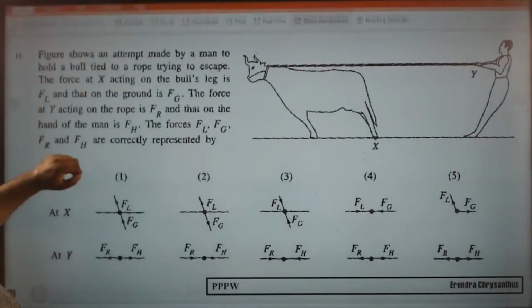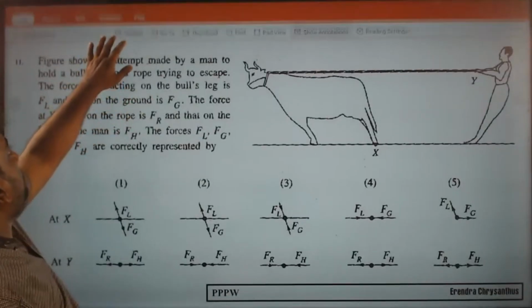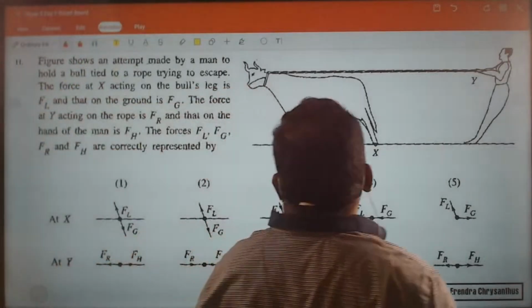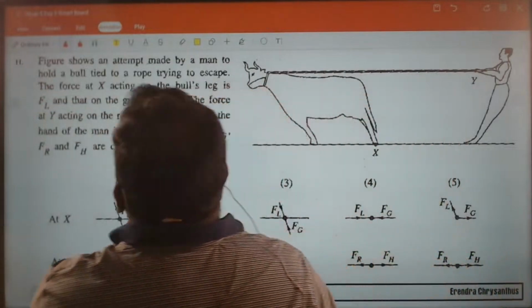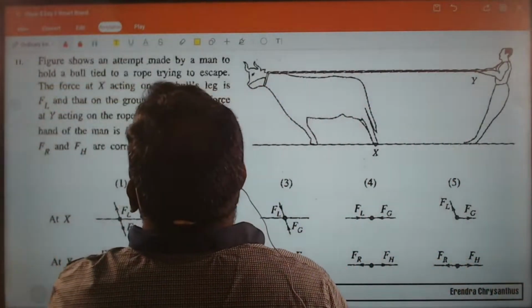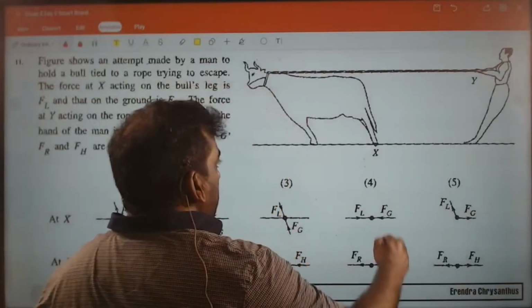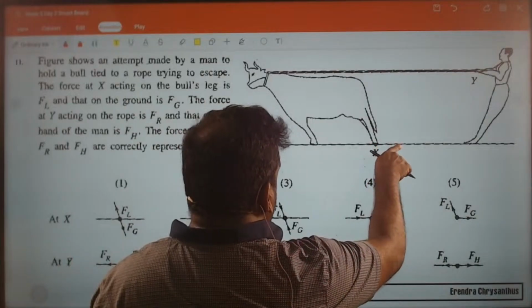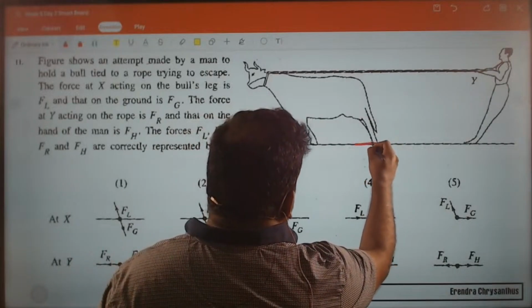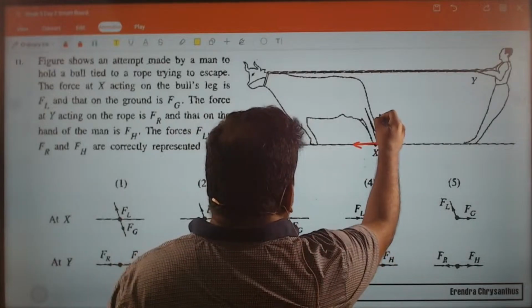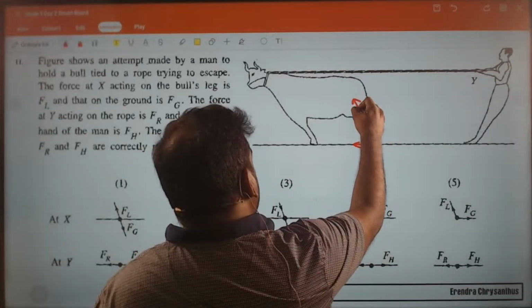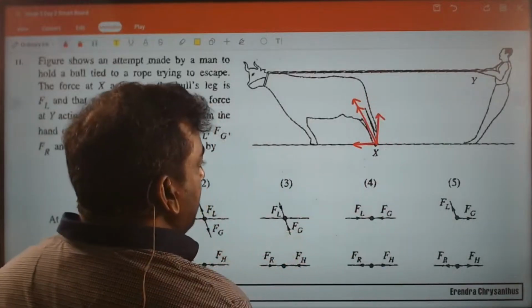Question number 11. Read: the figure shows an attempt made by a man to hold a bull tied to a rope. The force at X acting on the bull's leg is Fl. So on the bull there will be two forces: the bull is pushing the floor backwards, the floor is pushing the bull forward, and there is a normal reaction. That will give us a resultant force acting in that direction.